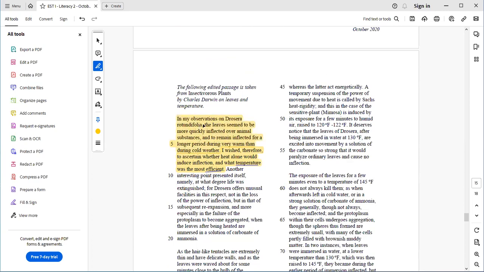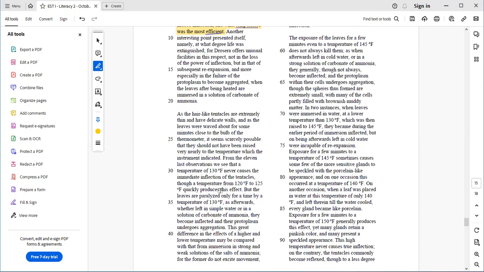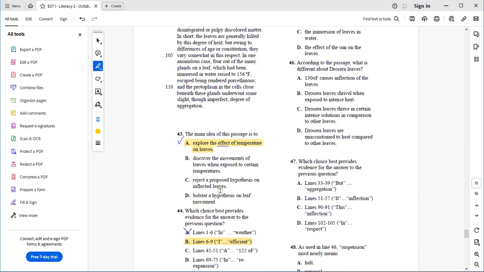He said, in my observations on the Drosera rotundifolia, a kind of plant, the leaves seem to be more quickly inflected over animal substances and to remain inflected for a longer period during very warm than during cold weather. So now we know the main point. We need to find the match for: explore the effect of temperature on leaves.